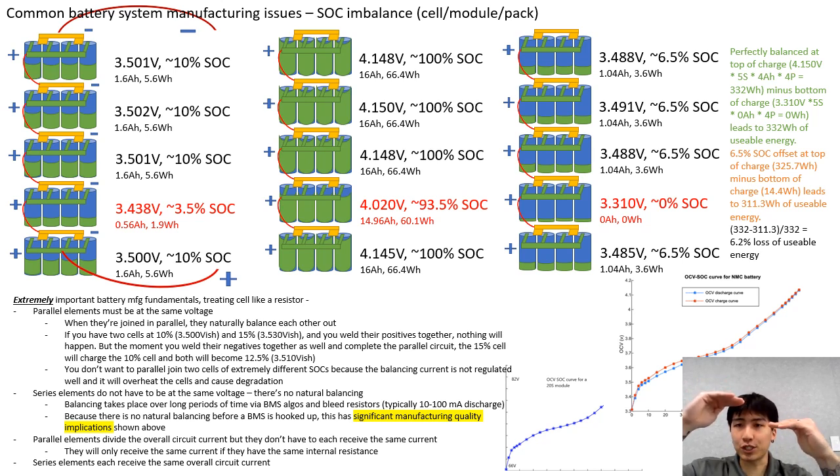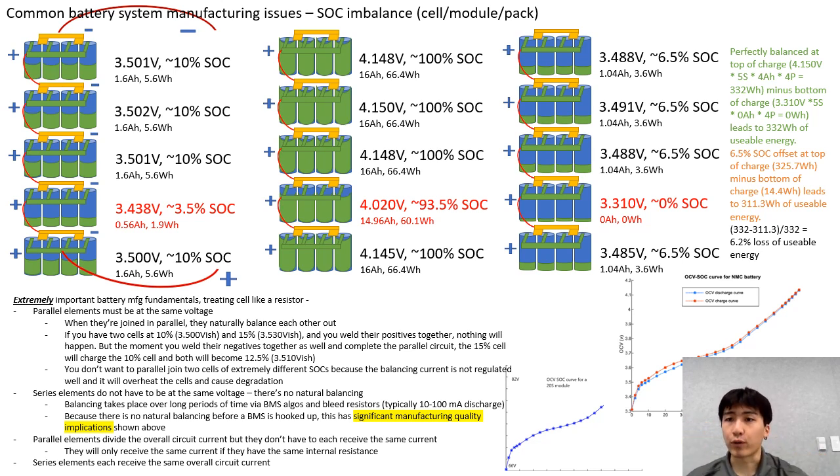And then let's say you discharge it fully down. The one that's at 93.5 will hit 0% first, 3.310 volts-ish, but everything else is stuck at 6.5, and you can't discharge anymore because everything receives the same current. All the groups receive the same current in series. So if you discharge it further, it would go below 0%, which would be unsafe.